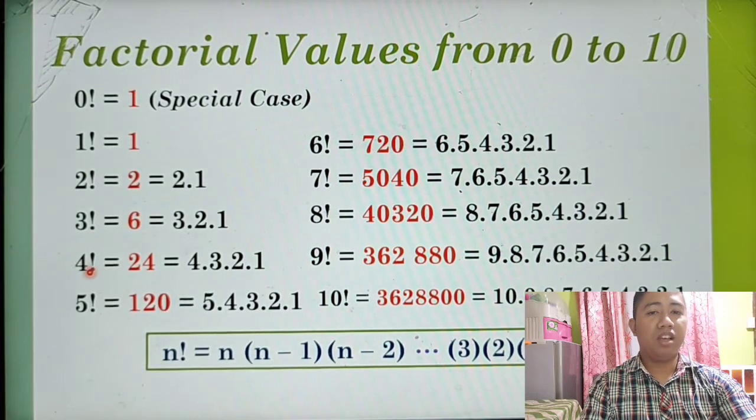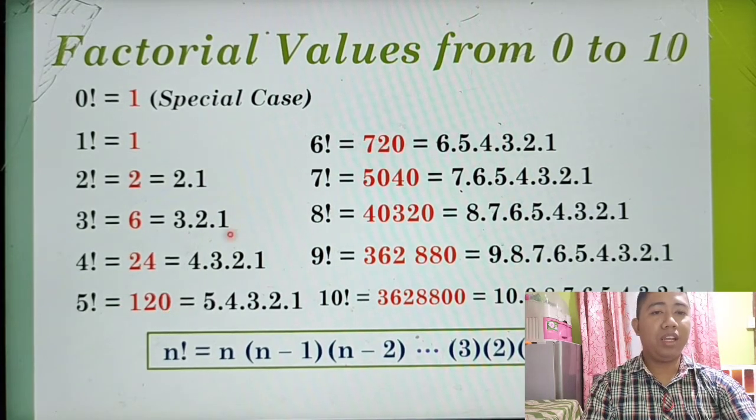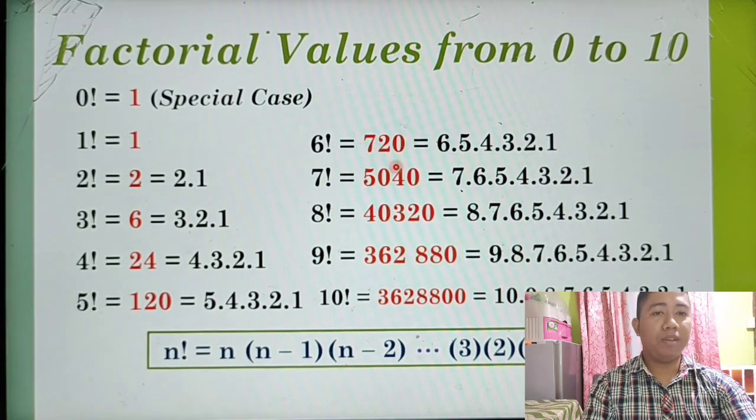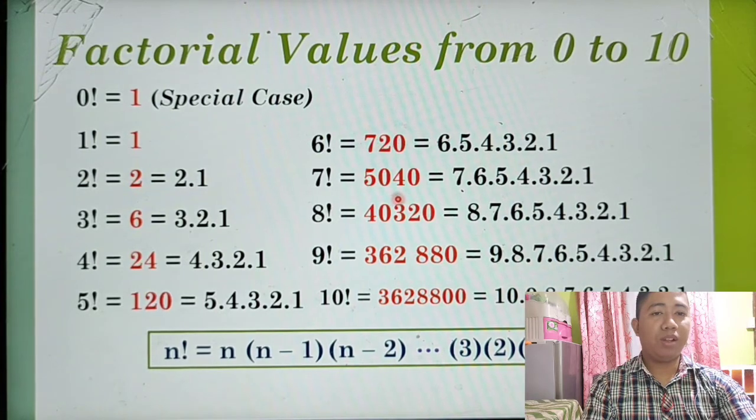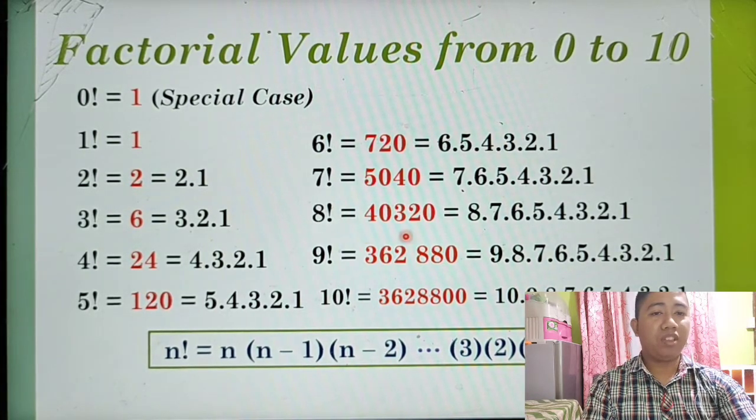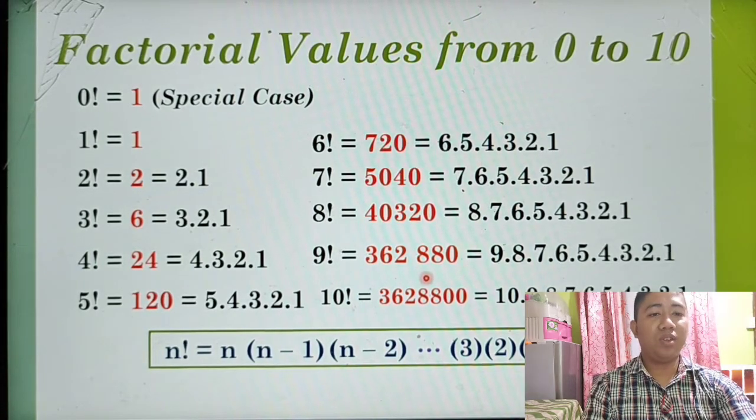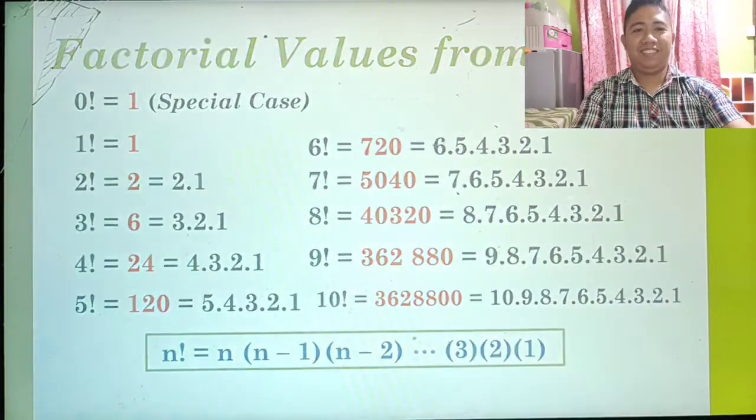3 factorial is equal to 6, 4 factorial is equal to 24, 5 factorial is equal to 120, 6 factorial is equal to 720, 7 factorial is equal to 5040, 8 factorial is equal to 40,320, 9 factorial is equal to 362,880, and 10 factorial is equal to 3,628,800. And we all know that the value of n factorial is given by its own formula, which we already derived in the previous video.